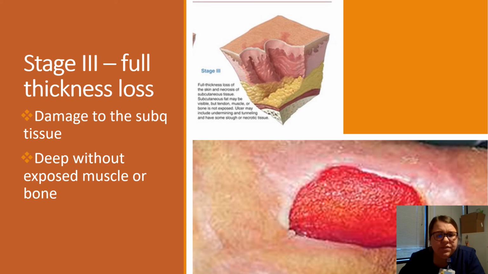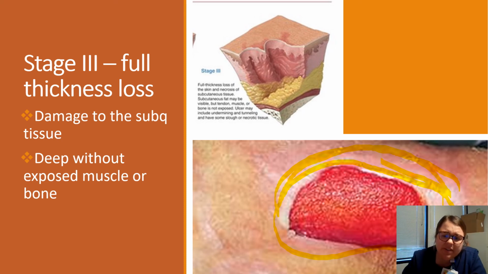Stage 3 is a full thickness loss. This is damage to the subcutaneous tissue. This is deep, but without exposure of the muscle or the bone. So again, this looks very moist right here on the outer part. The wound bed is nice and red, but you have to be very careful on this part here because not only can this spread, but it can get worse. You have to make sure the outer area is nice and dry.